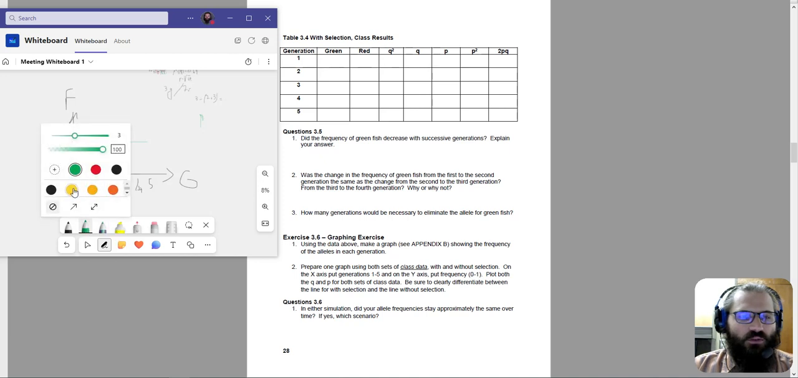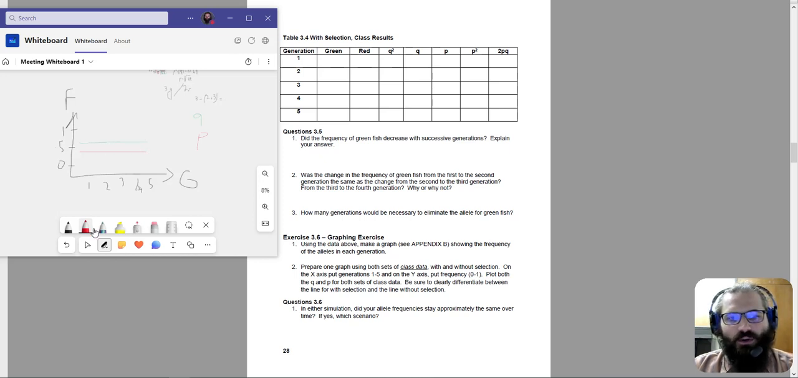If you draw, well, let me actually make the green green, so Q. And if you draw P, the red one, you have a converse, right? Because that's 0.6, so it should be 0.4, right? It's like that, right?